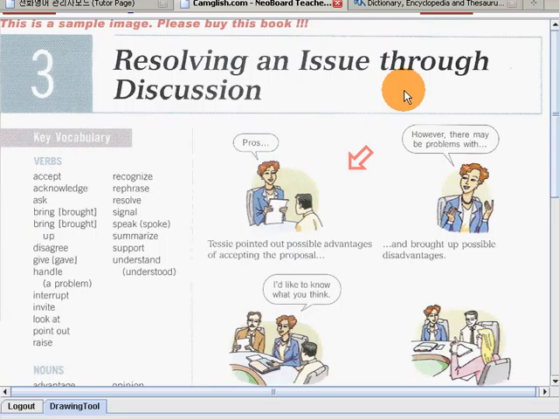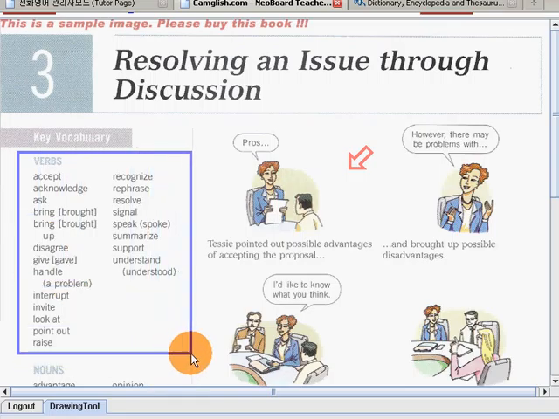Now, let's go on and read some of the most common or needed words in resolving an issue through discussion. First, let's talk about verbs. I'm gonna read all of them and please listen and follow me.